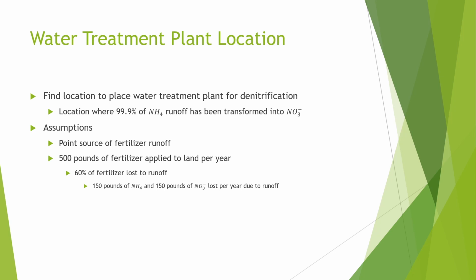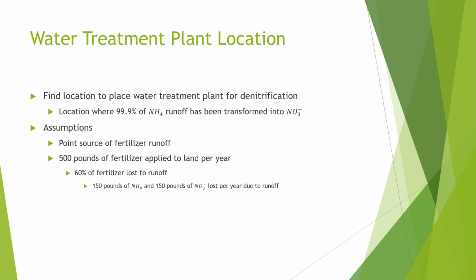For this situation, we will assume that the water treatment plant only performs denitrification, and therefore, all nitrification must occur in the water before reaching the water treatment plant. Because this process may not be perfect, we will assume that 99.9% of ammonium is transformed into nitrate when it reaches the water treatment plant. We will also assume that there is a point source of agricultural runoff. Obviously, runoff does not occur at a point source, but this assumption will help simplify our calculations.